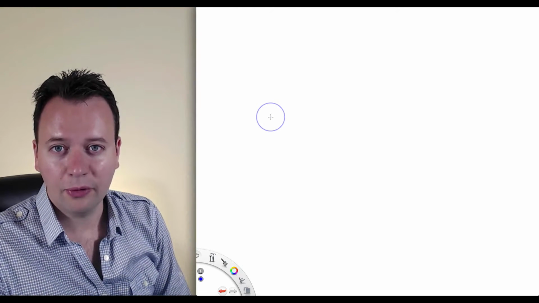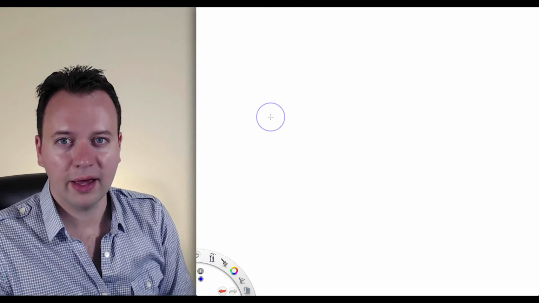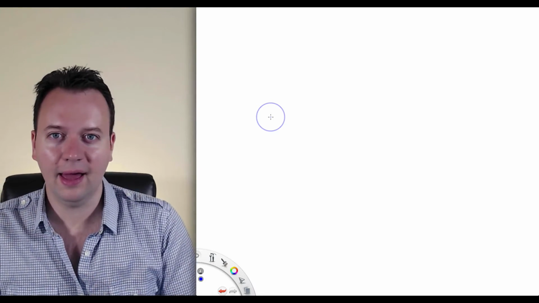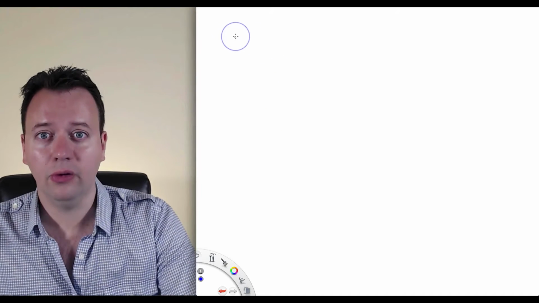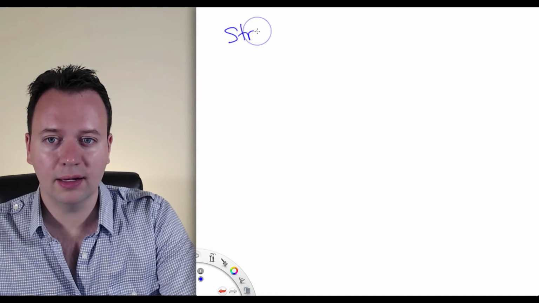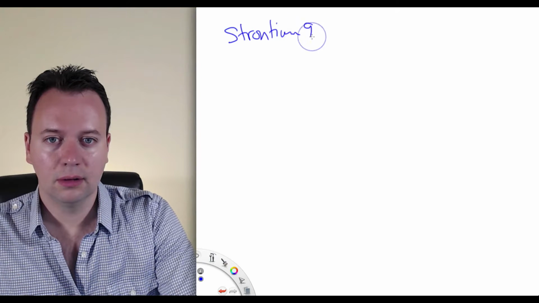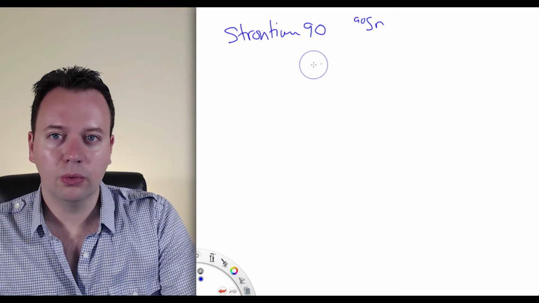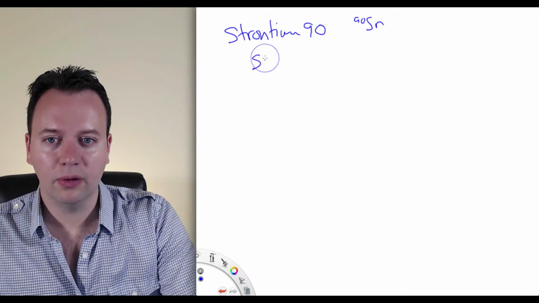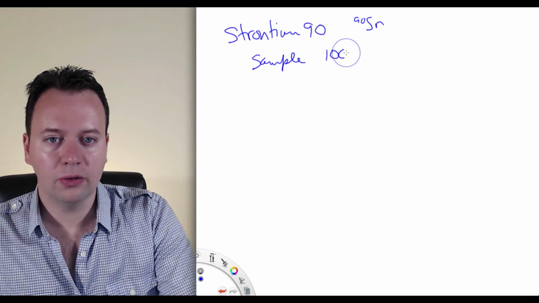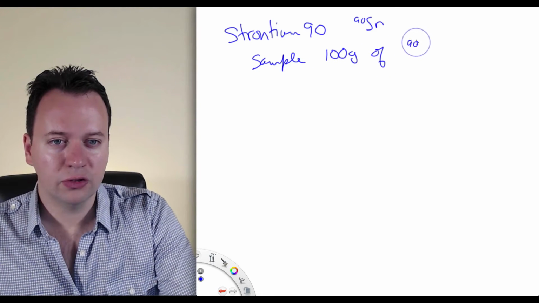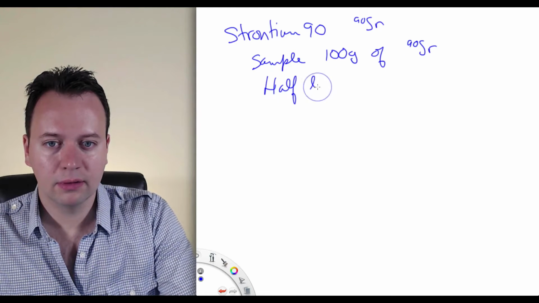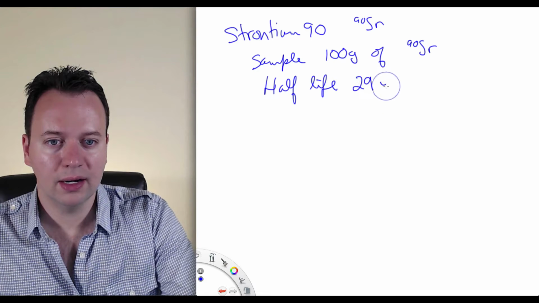In our next two examples, I'll reveal a quick trick to writing down the formula for a function that's growing or decaying exponentially. So our first example involves radioactive strontium-90, which has an atomic symbol 90Sr. We start off with a sample of 100 grams of strontium-90, and the half-life of strontium-90 is 29 years.